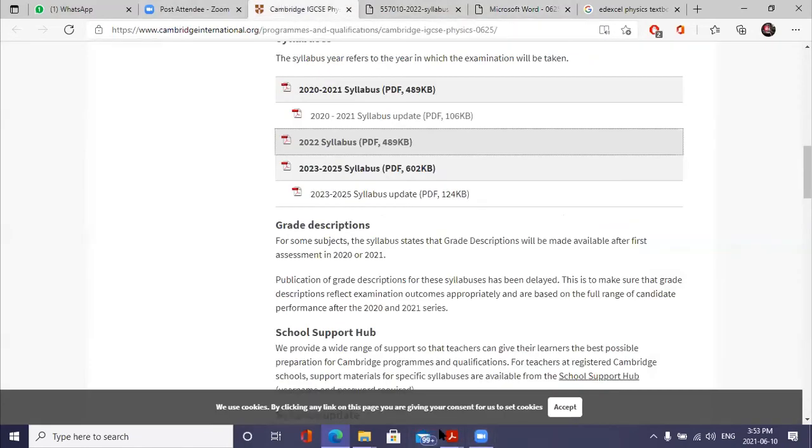Someone was asking, the name of the book is Complete Physics for Cambridge. Guys, you don't have to buy this. Complete Physics. You don't have to buy this book, actually. I'm just mentioning that I'll be explaining from these books.